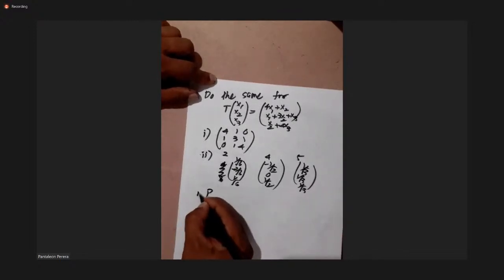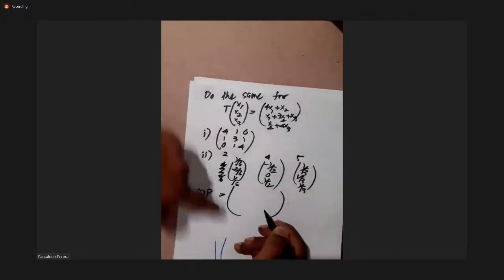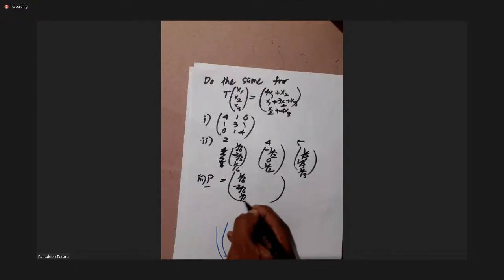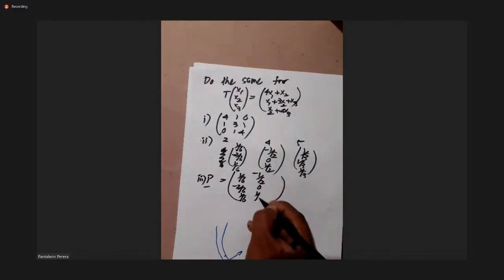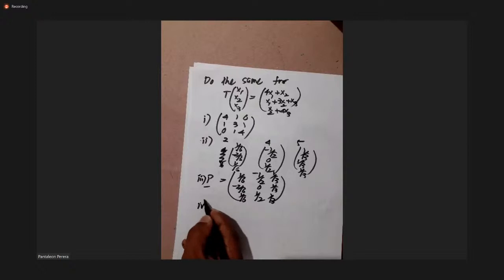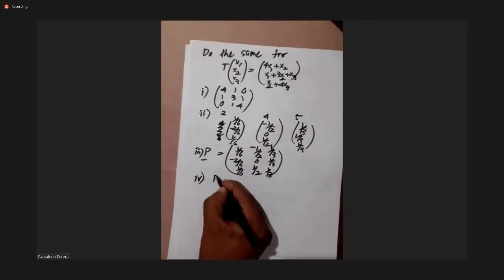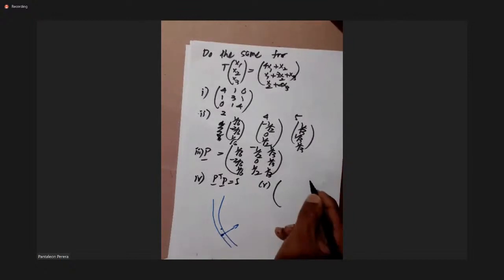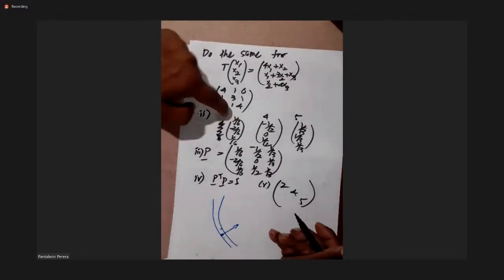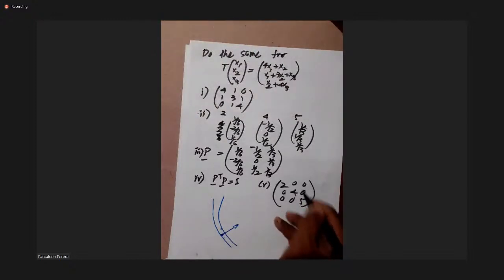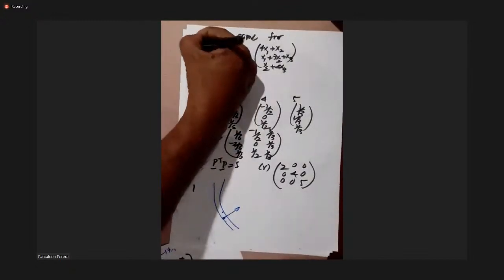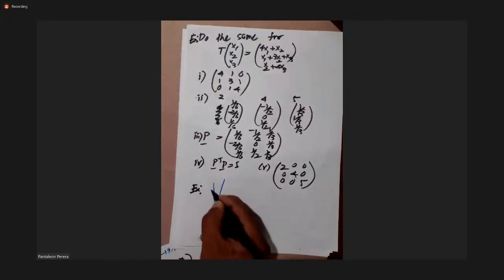P, you just have to arrange these things as columns. You can interchange these columns, it's okay, it doesn't matter. For the fourth one, we don't have an answer, you have to show that P transpose P is I. Fifth one, the diagonal form of the matrix is this. You get these eigenvalues in the diagonal. This is something that I drew for example. Do the same for this one.